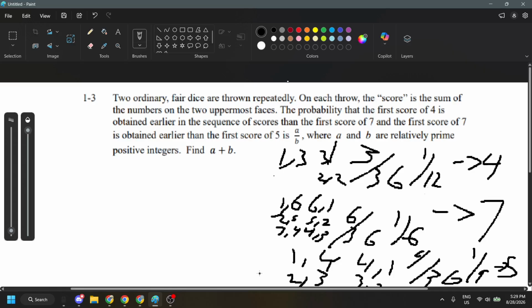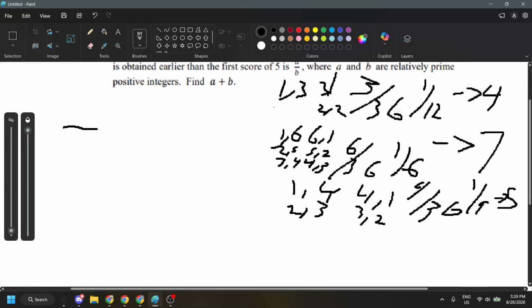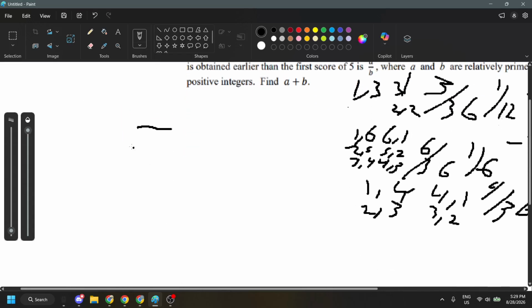I don't understand, because can't we just have infinite scores that are none of these? I don't get it. If we add all these together, we get 13. So the probability that this is none is 13 out of 36.